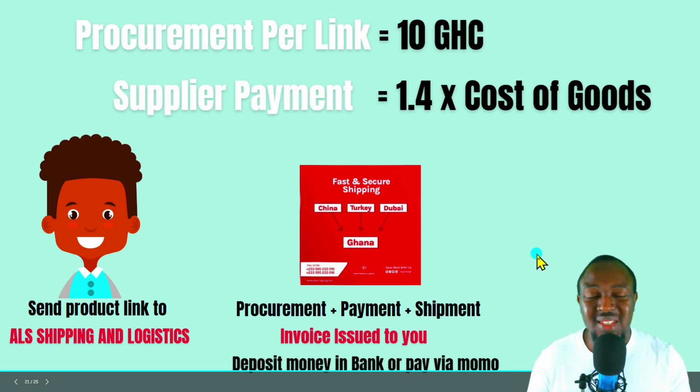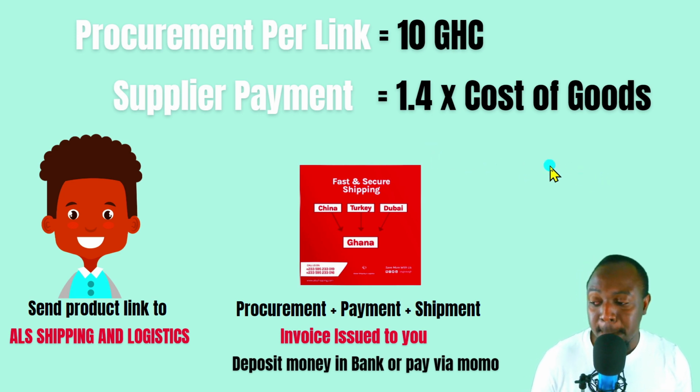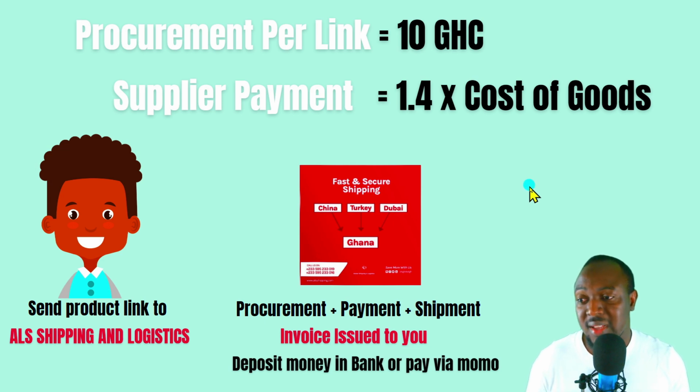As I've shown you guys, just look for a trusted supplier and you can use ALS to do the payments for you, if you don't have the necessary means. They'll charge you 1.4, so if the payment is $2, they'll charge you 1.4 times $2, if that makes sense. They'll issue you an invoice and you have to pay in their bank account or their Momo account in Ghana. As easy as that.